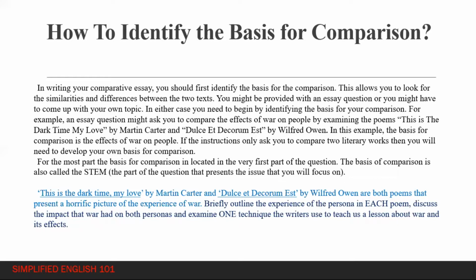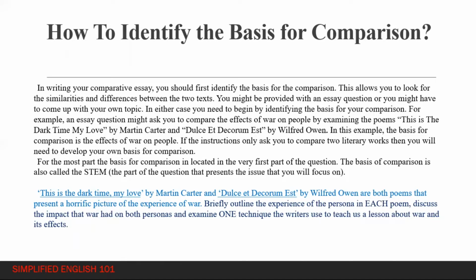In writing your comparative essay, you should first identify the basis of comparison. It allows you to look for similarities and differences between the two poems or two short stories. In either case, you need to begin by identifying the basis of comparison, meaning what is it that you're going to be focusing on in this comparative essay.